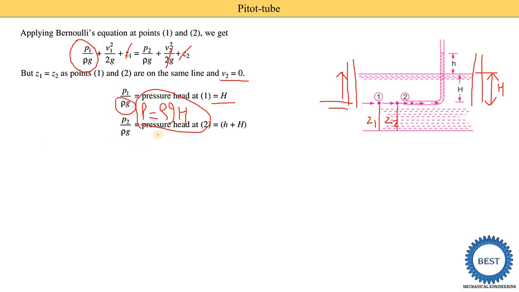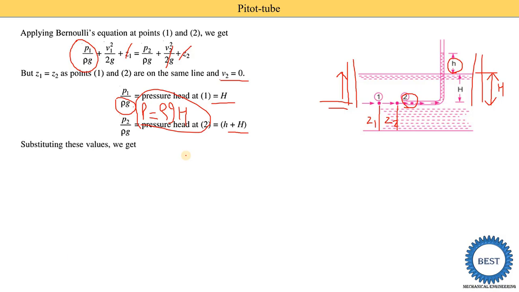Second, P2 upon rho g is the pressure head at the point 2. And what is the pressure head at the point 2? Pressure head at the point 2 is the small h plus capital H, because at the inlet the pressure energy is raised and the velocity energy is 0. So the pressure is increased here. How much pressure is increased at the point 2 compared to the point 1? It is increased by the small h. So total it is the small h plus capital H.